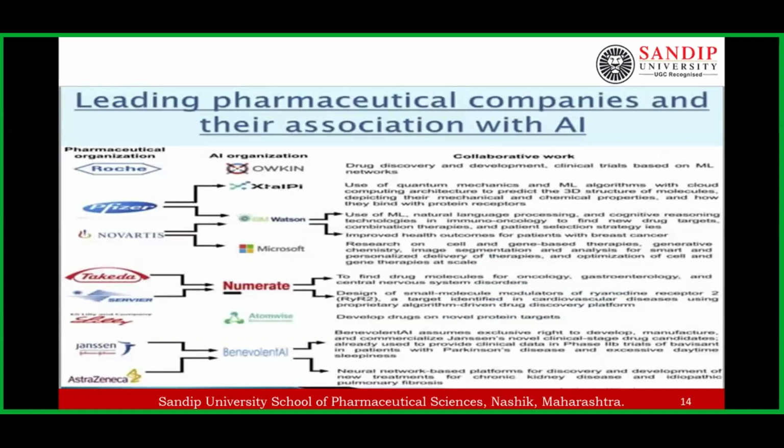What are the various leading pharmaceutical companies in association with various software developing companies? How did they develop different artificial intelligence applications in the process of drug discovery and development? First, when we see here, on the far left side we have the pharmaceutical organization, and on the right side we have the artificial intelligence organization or software developing companies with which they have associations. First, when we see Roche, it has an association with a Japanese company, for drug discovery and development and clinical trials based on machine learning networks.